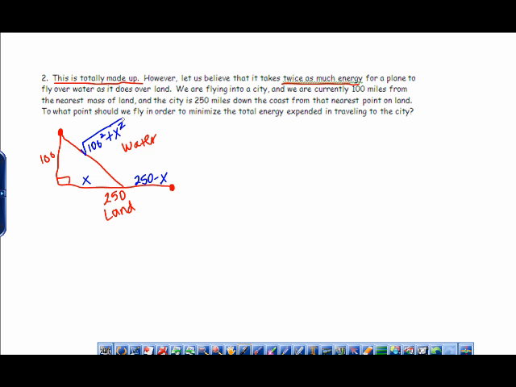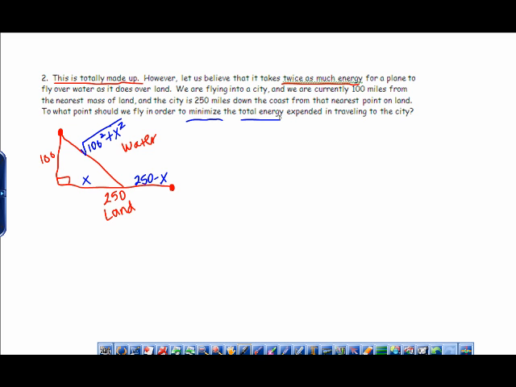Okay, so I'm actually not going to set up an equation that completely represents energy, because I don't know what that is. These expressions right here are distances. So let's just think about, if I can minimize my distance, then I can minimize my energy. All right, and that's what we're trying to do, minimize the total energy.